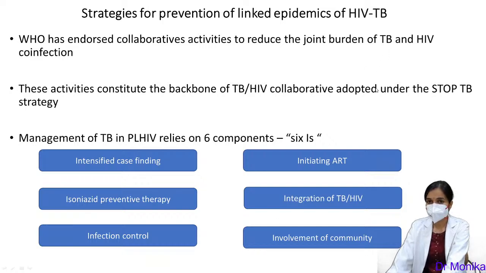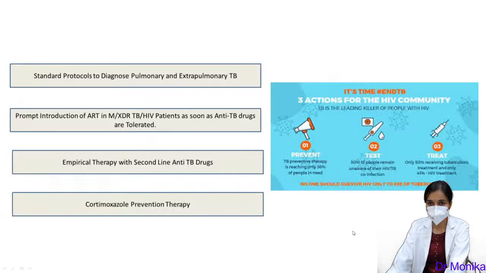Coming to the different strategies for the prevention of the linked epidemic of HIV-TB, WHO has endorsed a collaborative activity to reduce the joint burden of TB and HIV co-infection. These activities constitute the backbone of TB-HIV collaboration adopted under the Stop TB strategies. Earlier it was only the 3 I's, now they have included 3 more components. First is intensified case finding, then isoniazid preventive therapy, then infection control, then initiation of ART, integration of TB-HIV services, as well as involvement of the community.